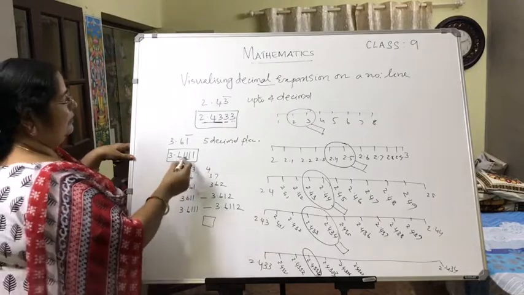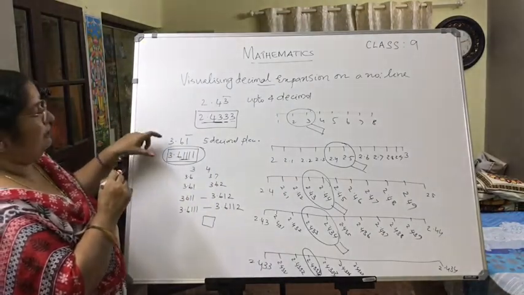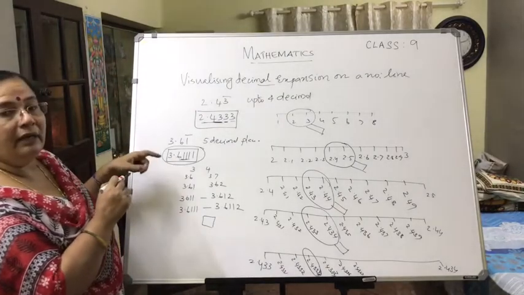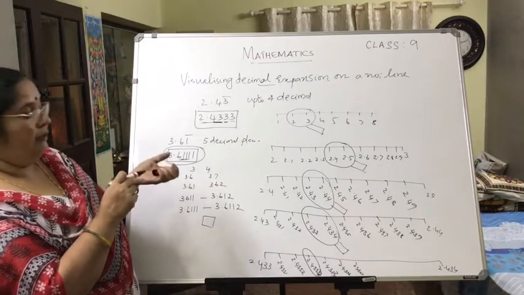So is it clear? If you are asked to visualize up to 5 decimal places, how many number lines will you have? You will have 6 number lines. So is that clear for you?